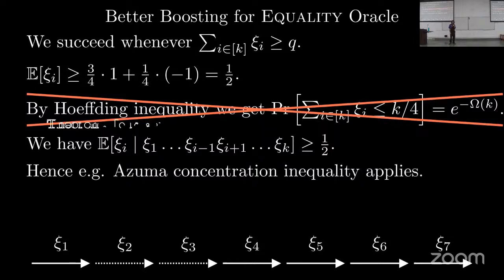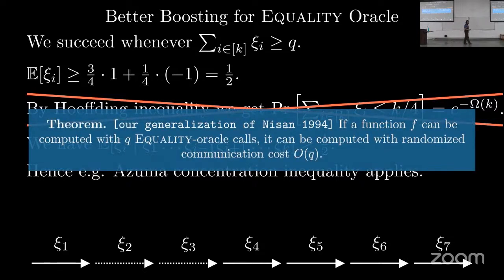Amazing. So in summary, this is a generalization of a result of Nisan, which says that if you have a function f computable by q equality oracle calls, then it can be computed with randomized cost big O of q. So this is better boosting for the equality oracle. We didn't have to boost the error with majority vote. We did something smarter, and we got a faster randomized algorithm for free.